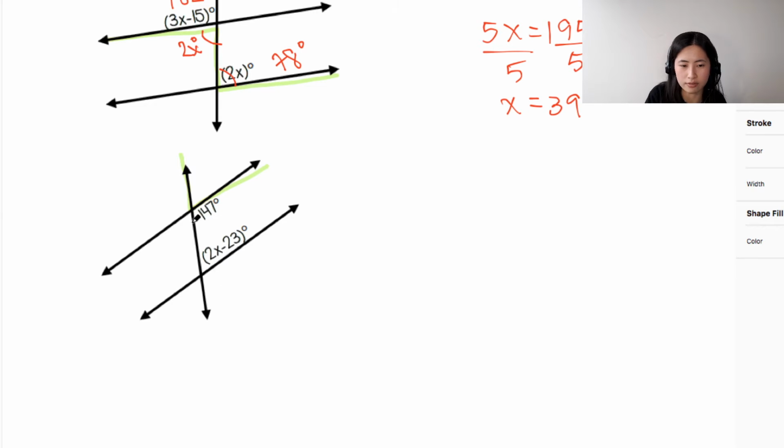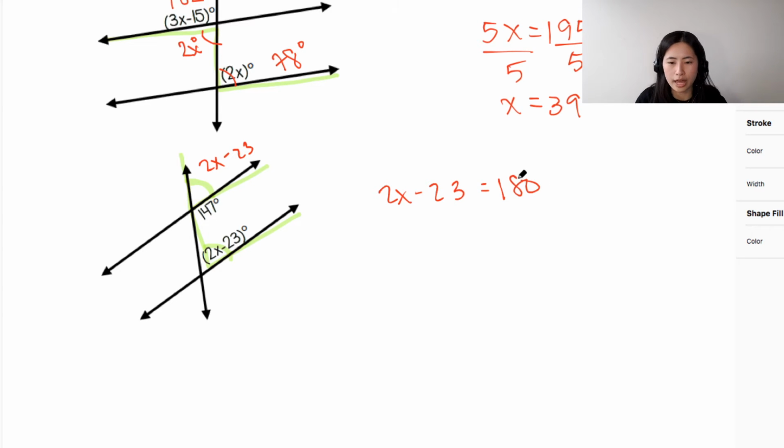Okay, so you have this and you have this. Can you guys see this? So whatever this angle is, that's exactly the same as 2x minus 23. So if this 2x minus 23 is the same as this one, therefore you know that 2x minus 23 plus 147 should give you 180 degrees, right? Okay, so once you have that, you're going to solve for x. So 180 plus 23 is equal to 203, so 2x is equal to 203.